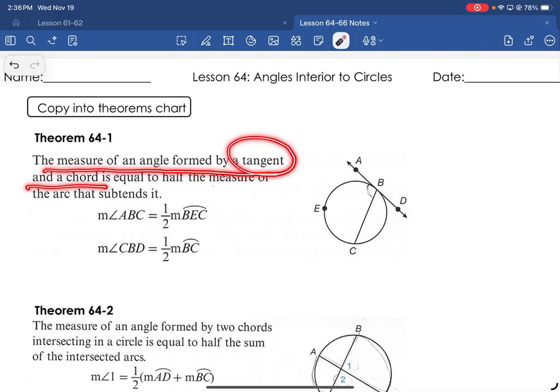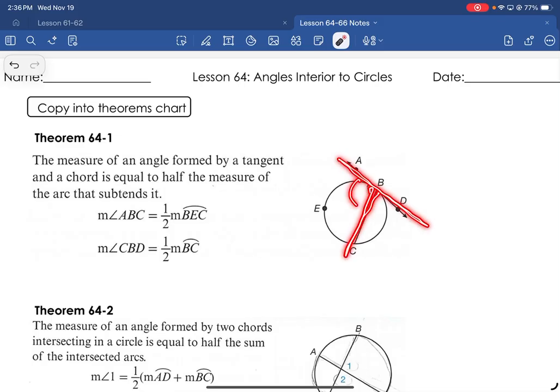So let me show you where that is. Here's the tangent, y'all see this? Here's the chord. You see how they make an angle right here? That's what they're talking about. When you see that, you know that the angle is equal to half the measure of the arc that subtends it. That's just fancy talk for this angle is half of the arc.